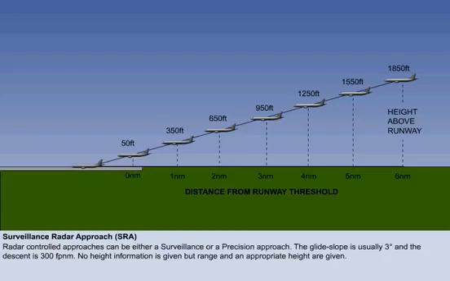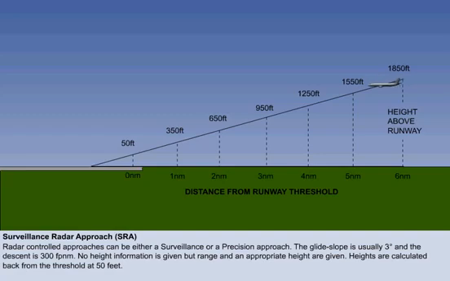The surveillance radar gives no height information, but the controller passes ranges from touchdown and checks heights for the glide slope. The pilot can adjust his rate of descent accordingly. The heights are worked backwards from 50 feet above the threshold, which is the reference point. This would put the aircraft at 0 feet at the touchdown point. So, at 6 nautical miles from the runway, the aircraft should be at 6 times 300 plus 50 feet. That is 1,850 feet above the runway.